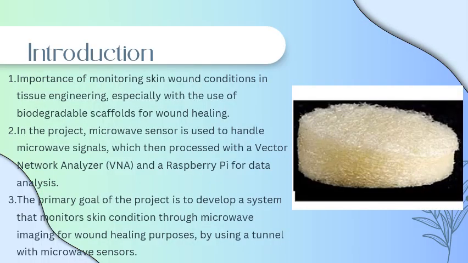The skin monitoring system is important in tissue engineering, especially to monitor the skin wound condition with the use of biodegradable scaffold for wound healing. In this project, the microsensor will be used and integrated with the vector network analyzer, and the data will be passed to the Raspberry Pi for data analysis and processing.